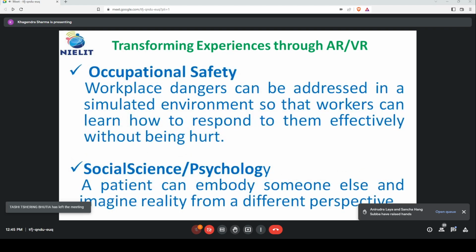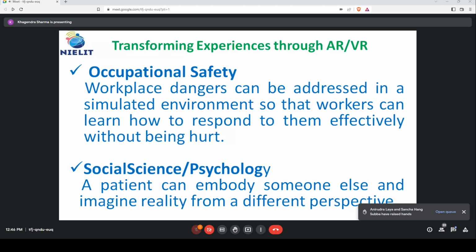For occupational safety, like I have been talking, many situations are very dangerous. Say, for example, for a person who deals with fire accidents, the firefighters basically. It is never possible to simulate, or even during mock drills, it is very difficult to create that type of environment.